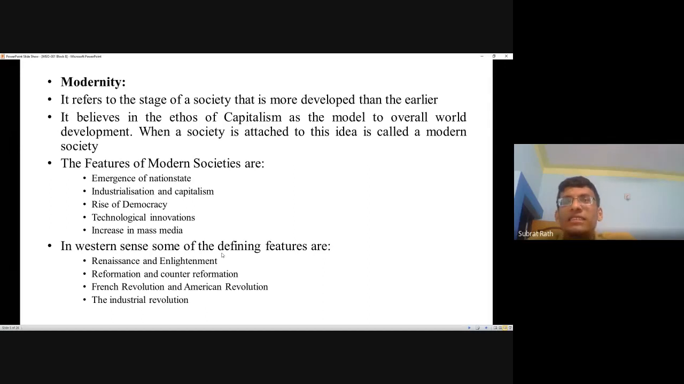In the Western sense, modernity refers to Renaissance and Enlightenment. That means they challenged the supremacy of religion and thought of science as the ultimate solution. So, in the Western concept, modernity is attached to Renaissance and Enlightenment, Reformation and Counter-Reformation, the French Revolution, American Revolution, and Industrial Revolution. Whenever you talk about these concepts, you are talking about the Western meaning of modernity.